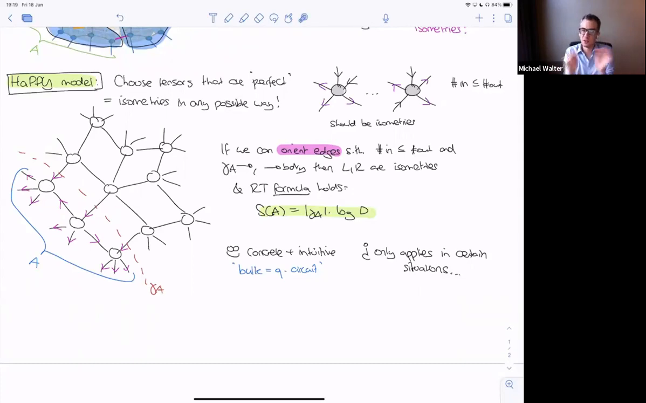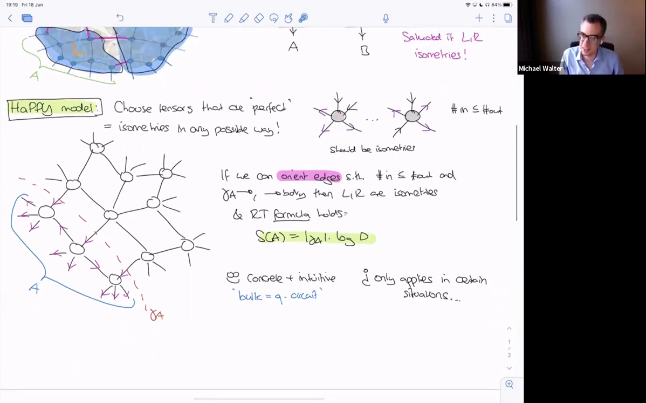So for any boundary subsystem, you basically have two quantum circuits from the RT surface out to the two pieces of the boundary. Of course, if we look at a different boundary subsystem, you get different circuits. And because these tensors are perfect, they are quantum gates in any possible way. That's where this flexibility comes from.